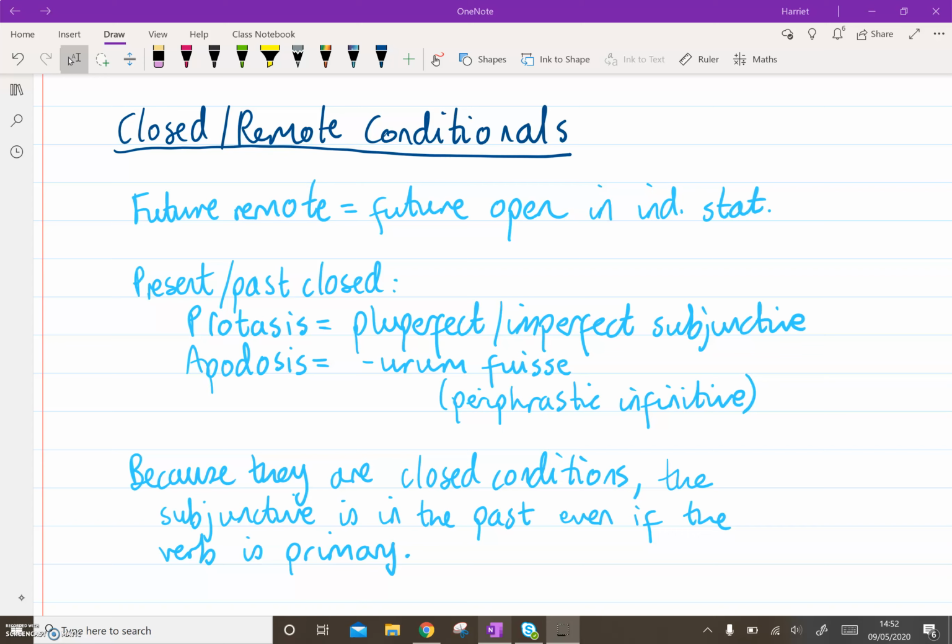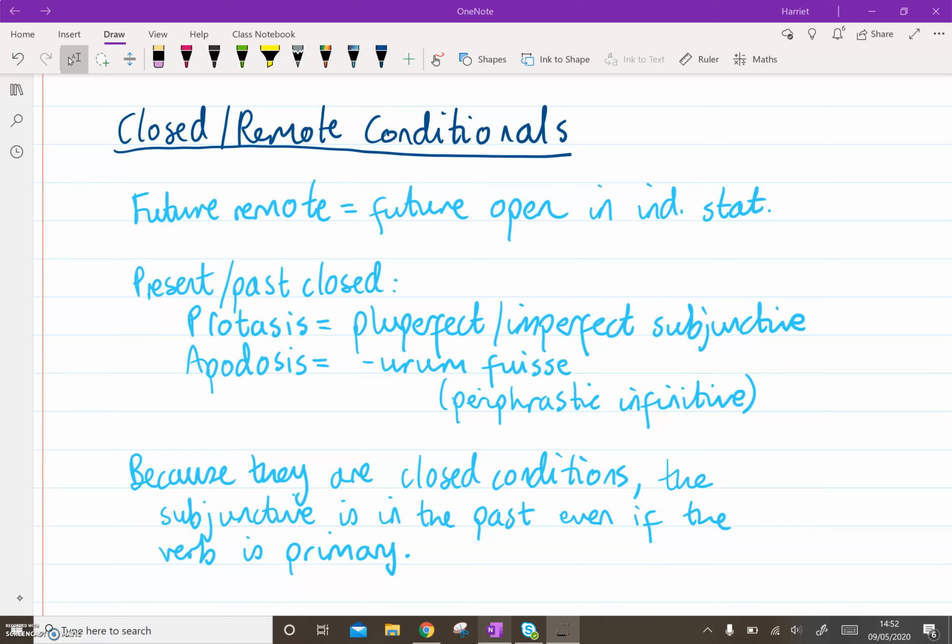The other thing, which is weird about closed conditions, is, and this is the final point here, even if the verb is primary, so say we've got he says at the start, the subjunctive will stay pluperfect or imperfect. The reason for that is because these are closed conditions. They are things that do not have the potential to happen. So we couldn't use a present subjunctive for them because that suggests that they're possible. There's a condition in which these things might happen.